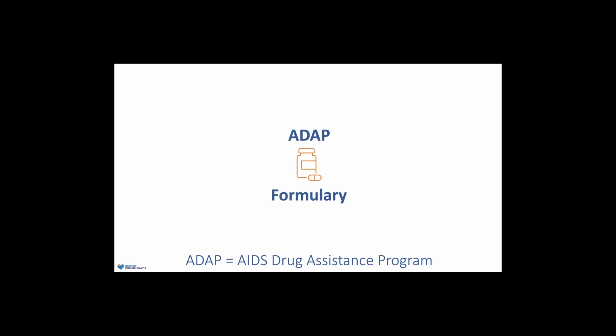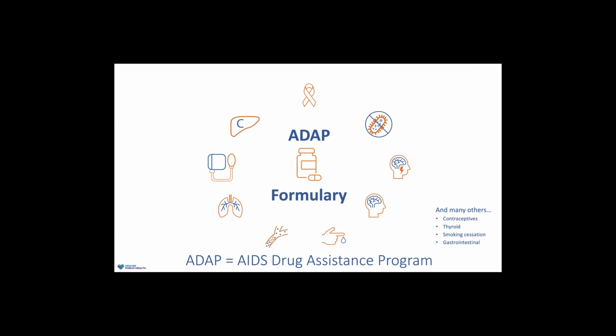The AIDS Drug Assistance Formulary is a listing of medications covered by the AIDS Drug Assistance Program. It is an extensive list of all HIV medications, antibiotics, anti-epilepsy drugs, psychiatric medications, diabetes medications, cholesterol, tuberculosis, blood pressure, hepatitis C medications, and many others. This list of drugs is different from state to state because different states fund these programs differently. Colorado is very generous with what is covered on this formulary.